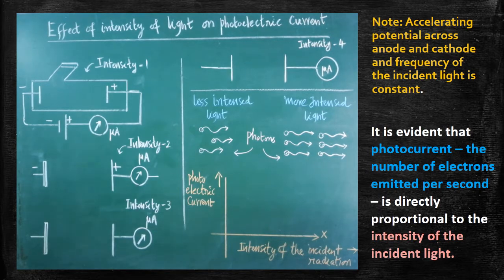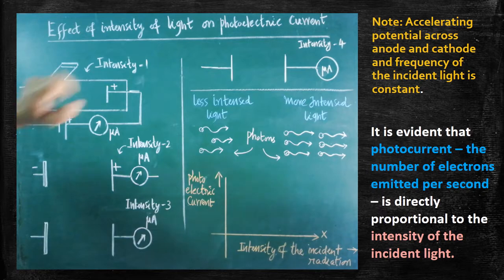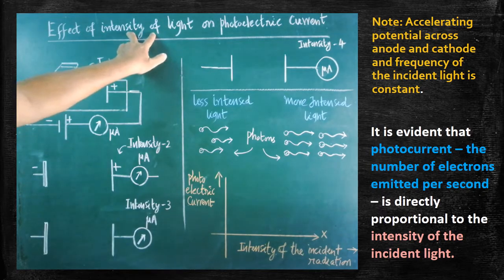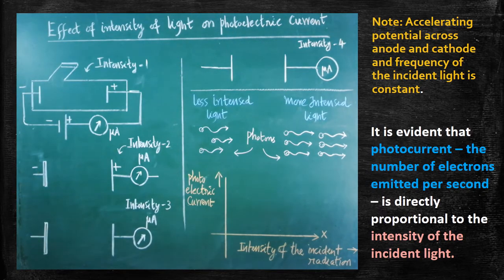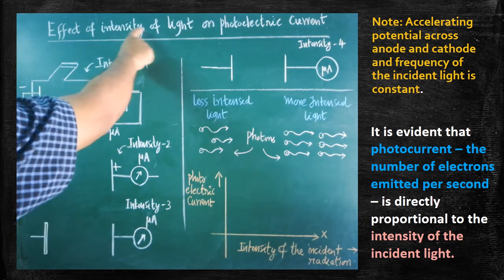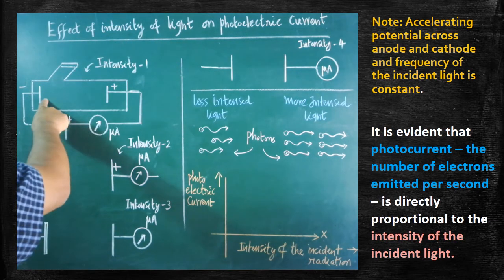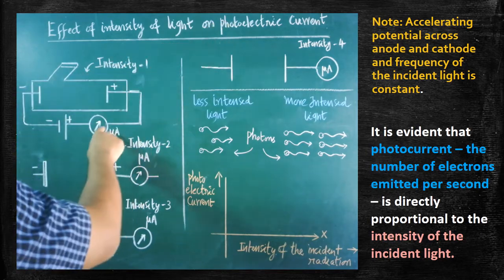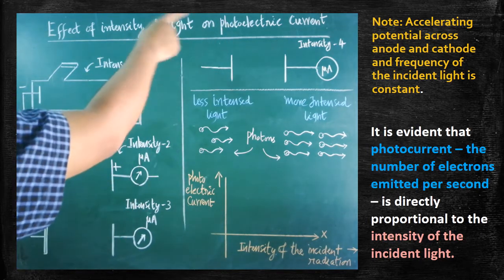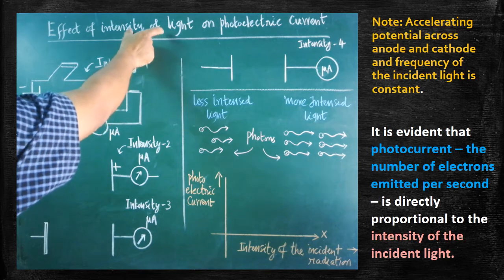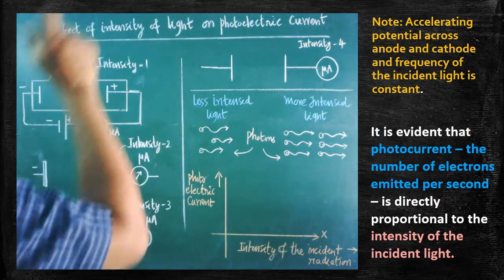Now we are going to talk about the effect of the intensity of light on photoelectric current. Now we are going to see how the photoelectric current increases when the intensity of the incident light is increased. Two terms are there. First, intensity of light, the second one is photoelectric current. If you increase the intensity of the incident light on the photosensitive material, automatically the photoelectric current also increases. Now we are going to see the relationship between the intensity of the incident light and photoelectric current.